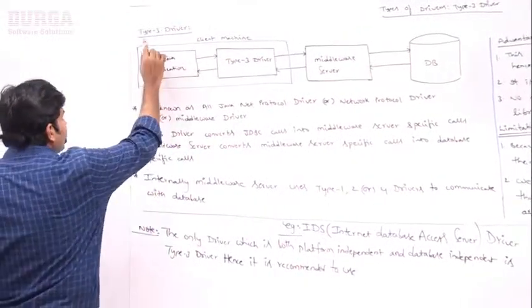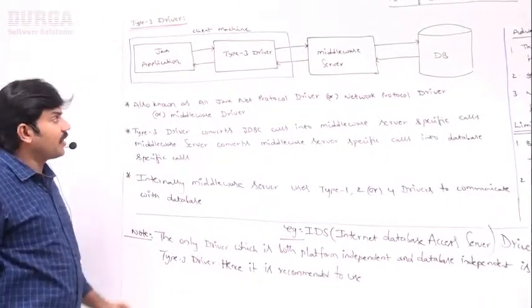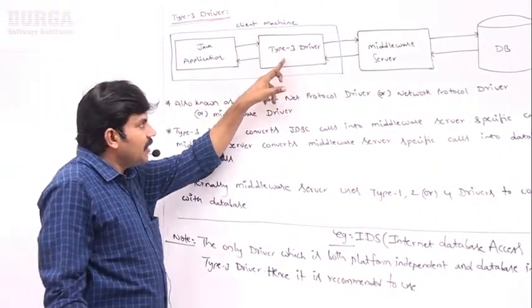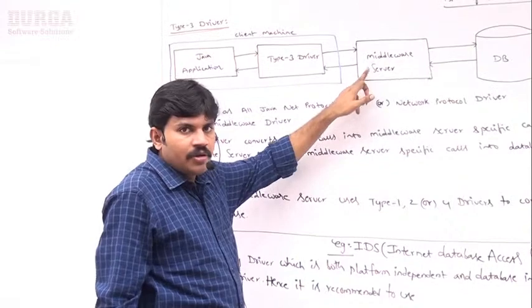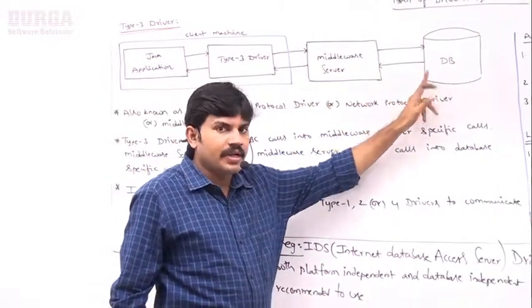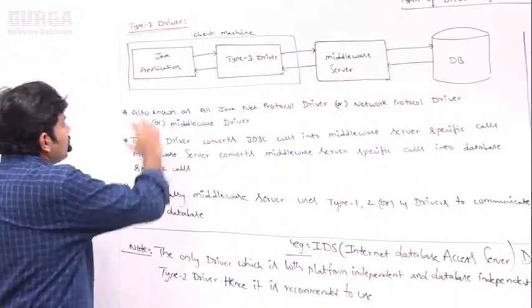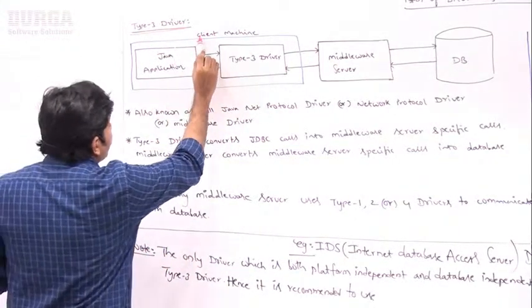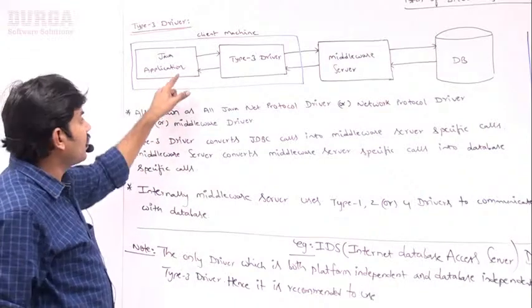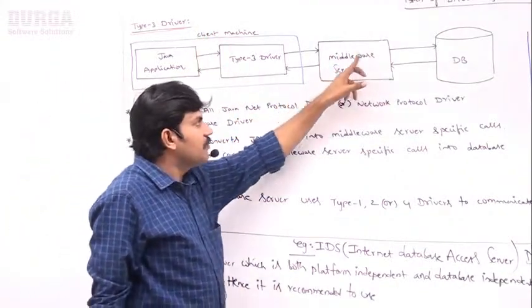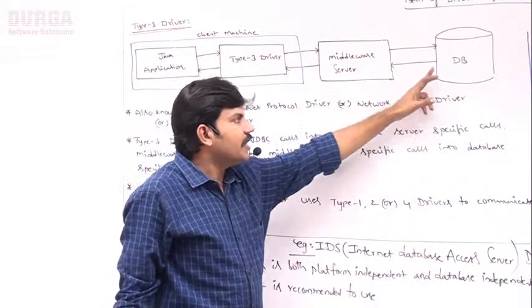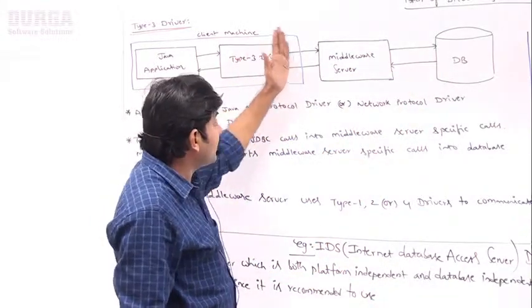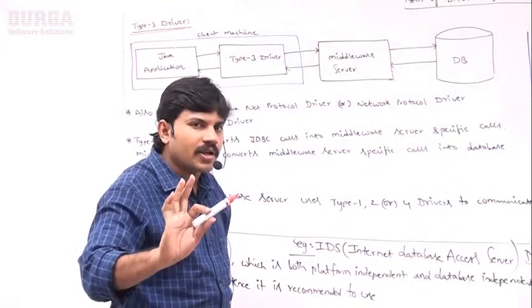Here, type 3 driver. Are you getting type 3 driver? Java application, type 3 driver. Type 3 driver communicates with the middleware server. Middleware server communicates with the database. Remember, have you observed? Java application, type 3 driver, both are hosted on client machine. Are you getting? Both are there on the client machine. This is the middleware server, different machine. Database obviously may be locating somewhere else. Are you getting? It is the 3-tier architecture, right? Okay, that part I will discuss anyway.